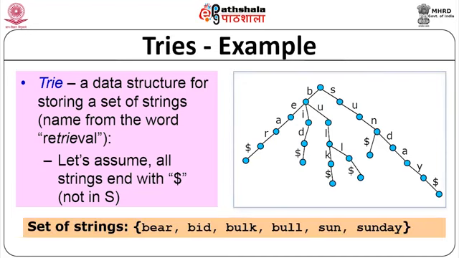So, let us look at this set of strings: bear, bid, bulk, bull, sun and Sunday. Bear, bid, bulk and bull all start with B, and then you have two words, sun and Sunday, both starting with S. So, your root will have only two children, B and S. Now, after B you have E, I and U. So, the node after B will have three children in alphabetic order, E, I, U.